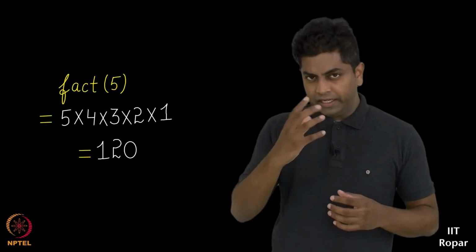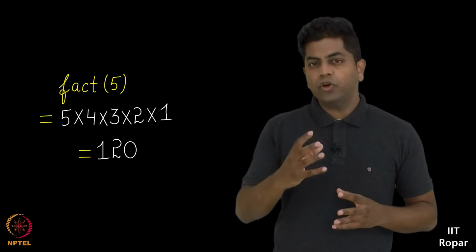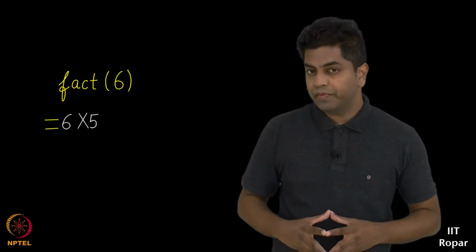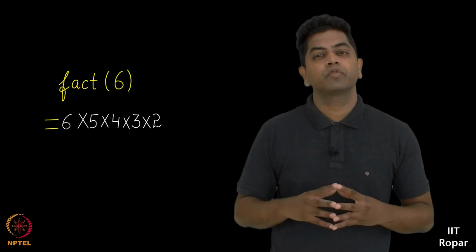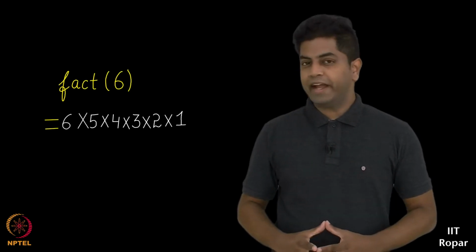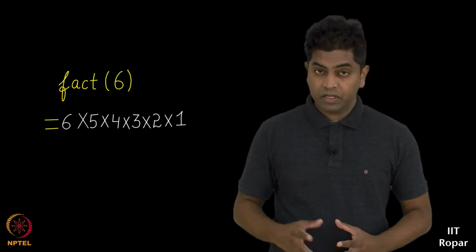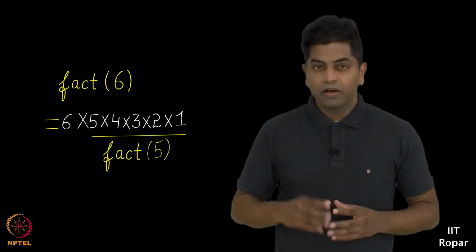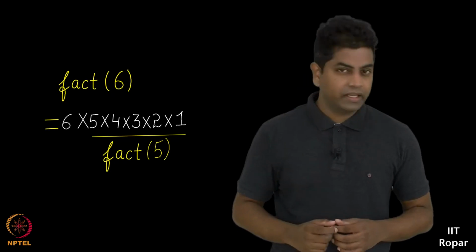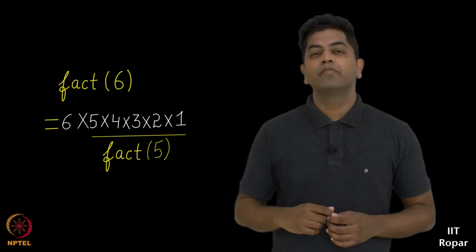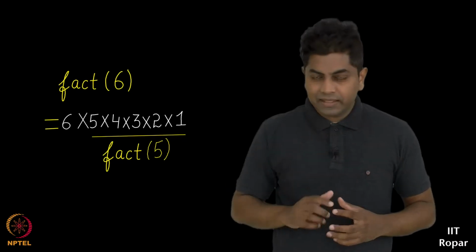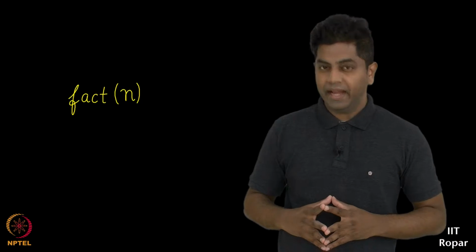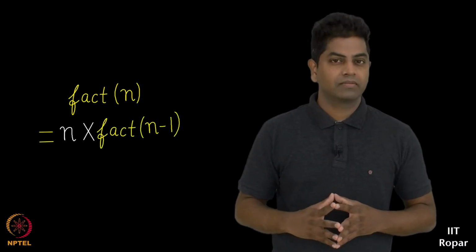So what is factorial? Let us take a look at it. Factorial of a number, let's say 6, is 6 times 5 times 4 times 3 times 2 times 1. Do you observe that fact of 6 is 6 times fact of 5? What do I mean? I mean factorial of a number one can compute by computing factorial of a number 1 less than that multiplied by the number. So fact of n is n times fact of n minus 1.